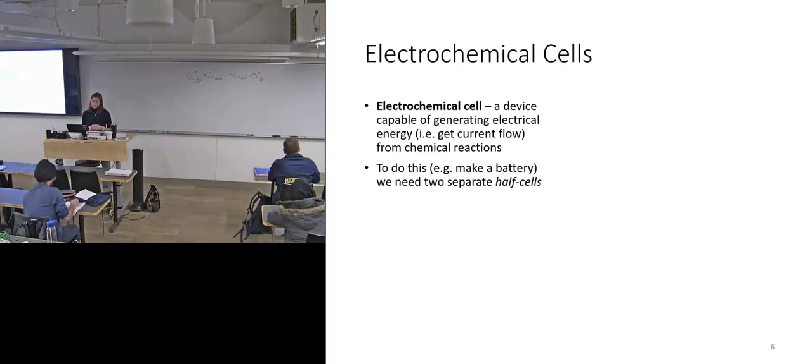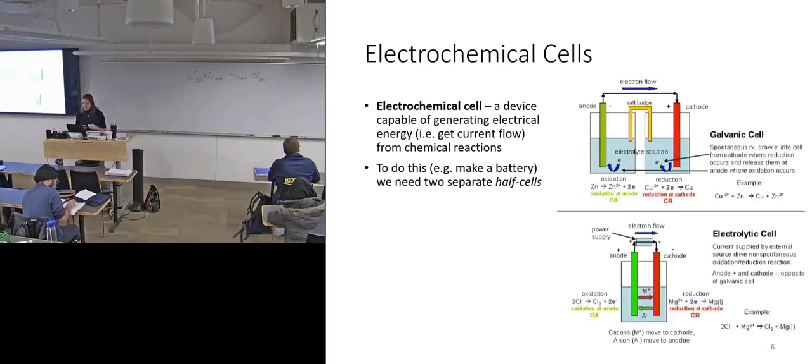To do this, getting current flow from chemical reactions, e.g. maybe making a battery, we need something called two separate half cells. This is a word I didn't really use last time, but we have talked about half reactions now, so it maybe is making some sense. We have two half cells here. These are two examples of an electrochemical cell.